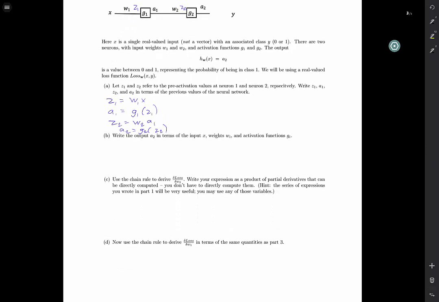Now they want us to write the output A2 in terms of x, the weights, and the activation functions. So basically they want us to collapse part A into one single equation. From A2, that's what we want. We start at x, multiply by W1, push it through the function G1, then multiply by W2, then push it through the function G2.